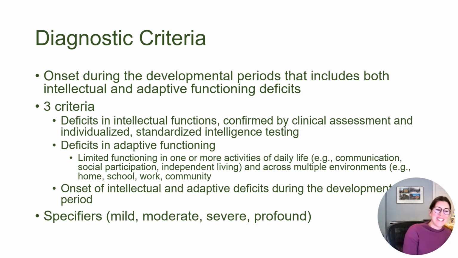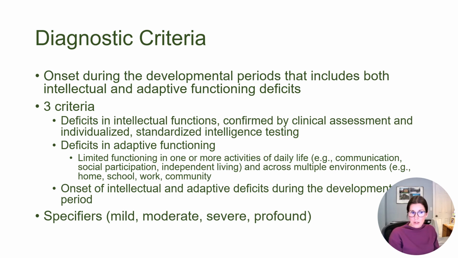The second criteria is that there need to be demonstrated deficits in adaptive functioning. So what I mean by this is that there's limited functioning in one or more areas of daily life. And these areas of daily life include things like communication, social participation, and independent living ability. And that we see this limited functioning across multiple environments. So places such as home, work, school, or in the general community.